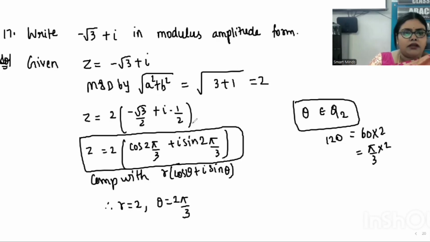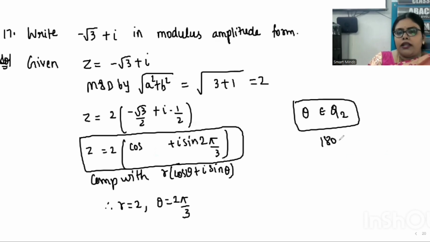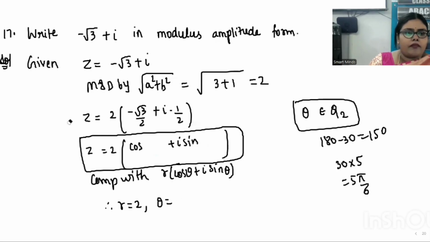One minute, we are mistaken here. Cos 30 is root 3 by 2 and sine 30 is 1 by 2. So we need to do 180 minus 30. So 180 minus 30 is 150. So 150 can be written as 30 into 5, so that is 5 pi by 6. So this is cos 5 pi by 6 plus i sine 5 pi by 6. So theta is 5 pi by 6.